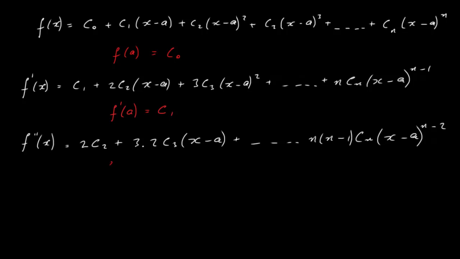So again here, let's have a look. We do a here instead of x, so substitute in a instead of x. All of these terms out here will disappear because we'll end up with zeros in here. So our f double prime of a is going to be equal to 2c2, which again just means that c2 is going to be equal to f double prime of a over 2.